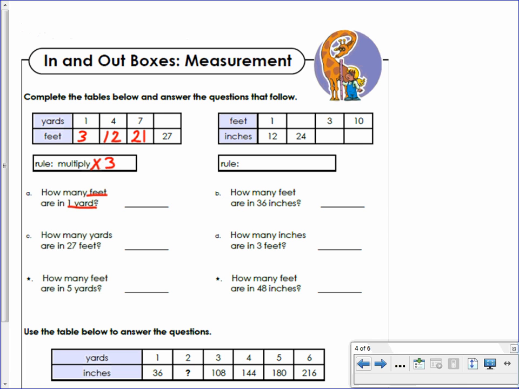And on this one, we're already given the number of feet is 27. Our rule is times 3, but we know that multiplying by 3, the opposite of that is dividing by 3. So given the number of feet, we're going to divide by 3. 27 divided by 3 is 9. Now we have our table complete, and we're ready to answer the questions. Press the pause button and answer these questions.